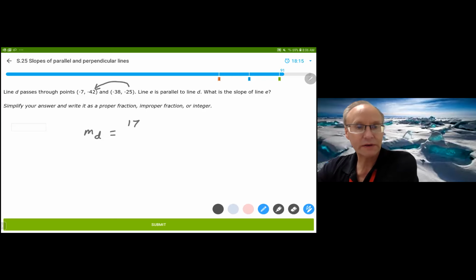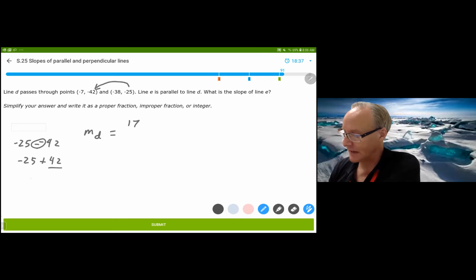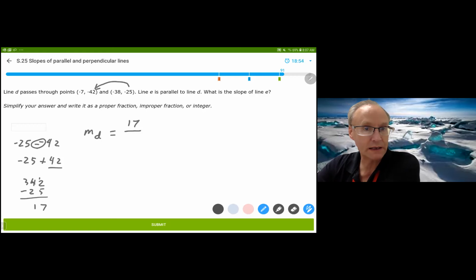Now, some of you are going to grab your calculator every time, which is a bad idea. I would recommend that you do the negative 25 minus negative 42, and this is a plus. So I've got negative 25 plus 42. Now the 42 is going to be a bigger number. Absolute value is larger. So this is the same as 42 minus 25. And if I subtract those, notice I get a 7 and a 1, and it's 17. The positives win. Now, all of that I could have avoided by just simply subtracting in my head.